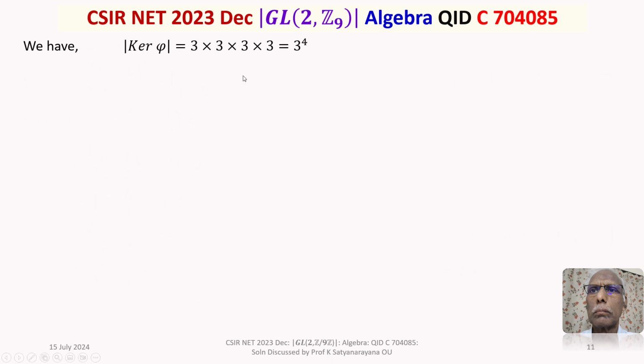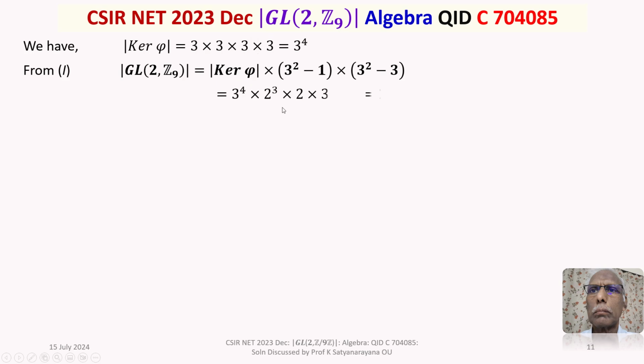And we have order of ker phi is 3 power 4 and we recall the capital 1 equation. Order of GL2Z9 is order of ker phi multiplied by 3 square minus 1 into 3 square minus 3. So the order of ker phi is 3 to the power of 4 into 3 square minus 1 is 8, 2 cube. 3 square minus 3 is 6, 2 into 3. So when you multiply, it is 2 power 4 into 3 power 5. So this is given to be A. We are given A is order of GL2Z9, that is A is equal to 2 to the power of 4 into 3 to the power of 5.